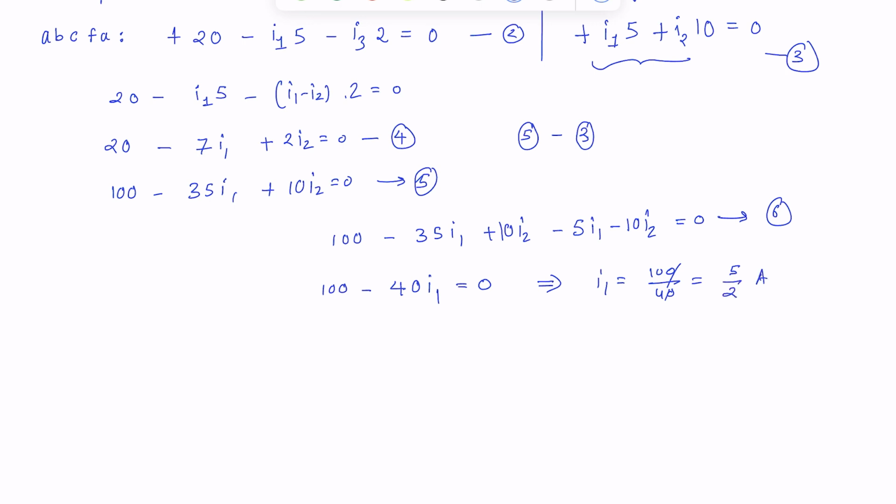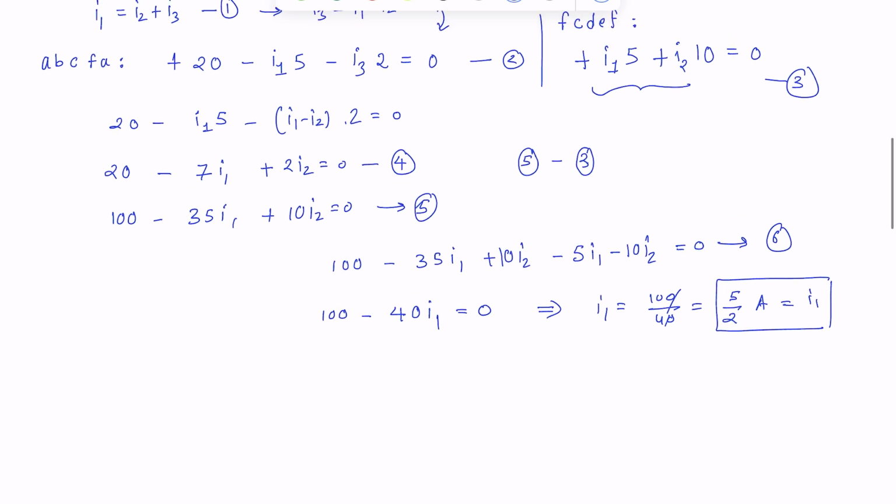That is I1. Nice. So now I have the value of I1, and I can use this value in equation 3, this one, and this says that I1 times 5, so I'm going to use I1 equals 5 over 2, times 5 plus I2 times 10 equals 0. This implies that, alright, how do I do it?